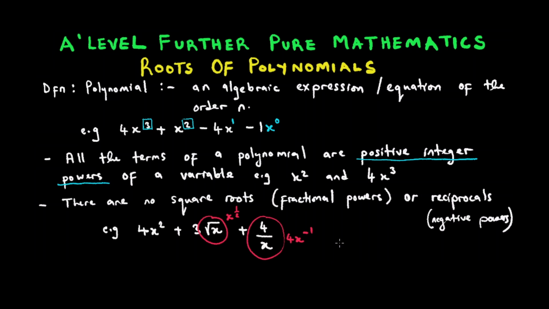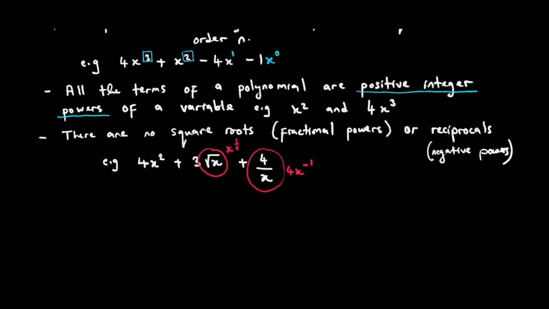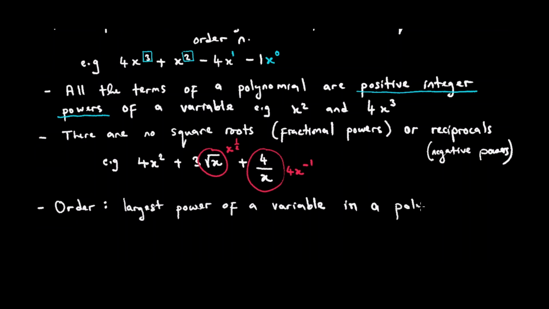But we wanted to define the term order. So let us now look at what this term refers to. When we talk about an order, this is the largest power of a variable in a polynomial. So when we have a polynomial, an algebraic expression or equation, the largest power of the variable in that polynomial is what we call the order.